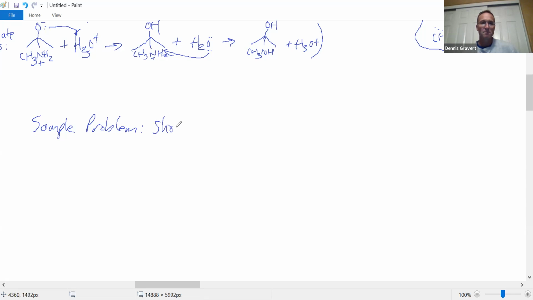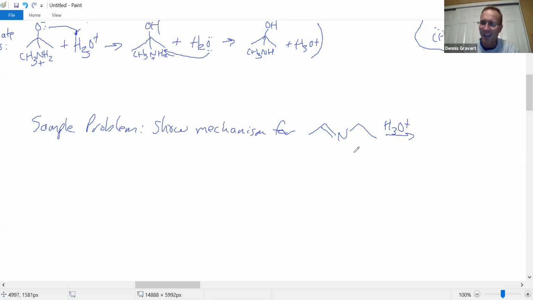Show the mechanism. Let's try something different. Let's draw this. And if we're going to hydrolyze it, we add hydronium ion. Okay, so if you see this, then you might say, okay, wait, what the heck is this?